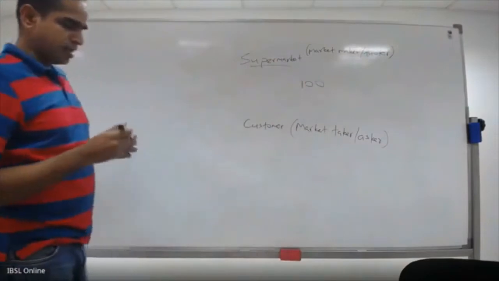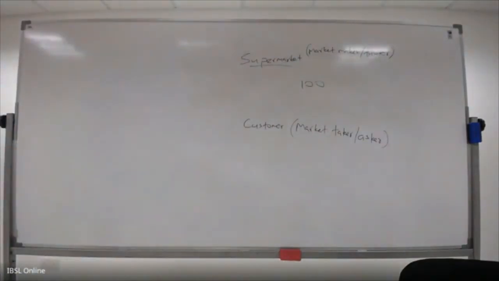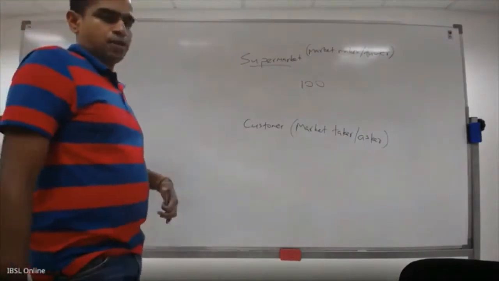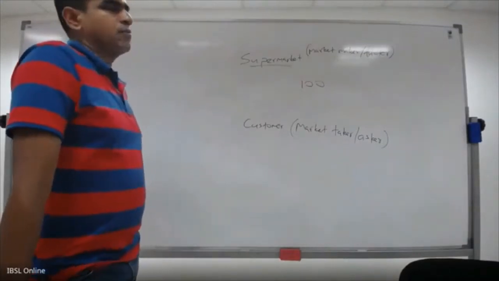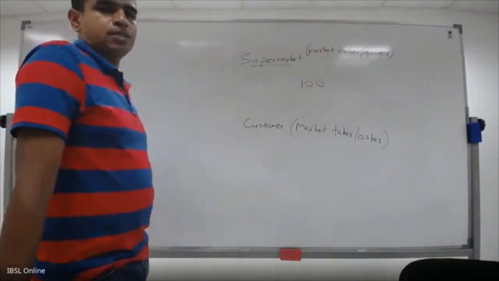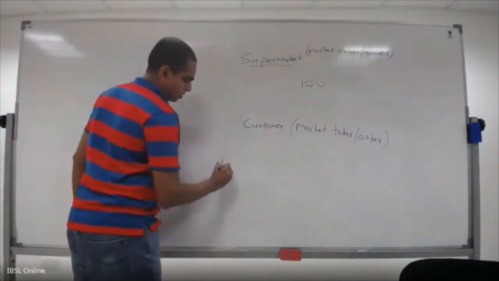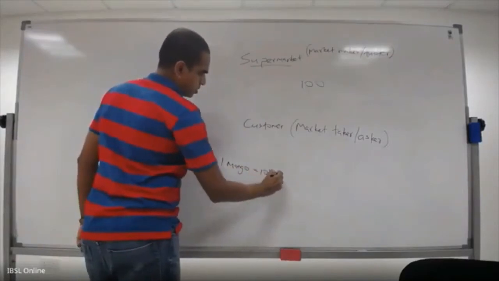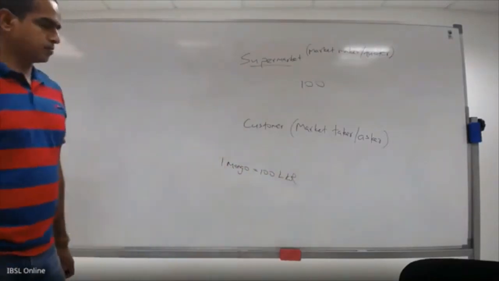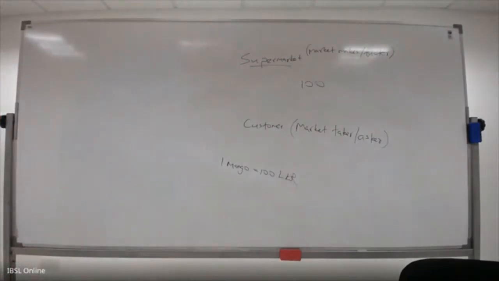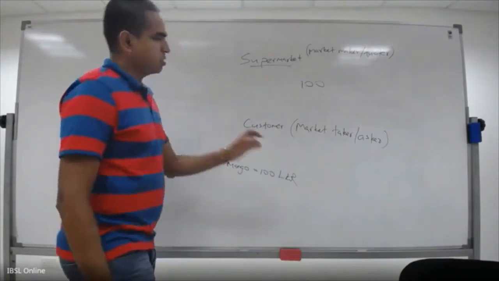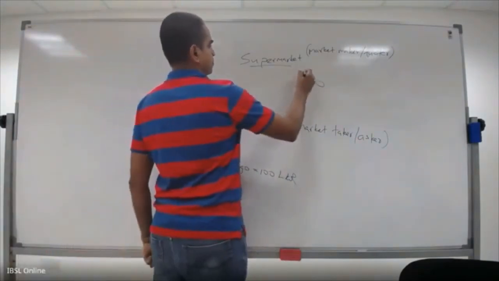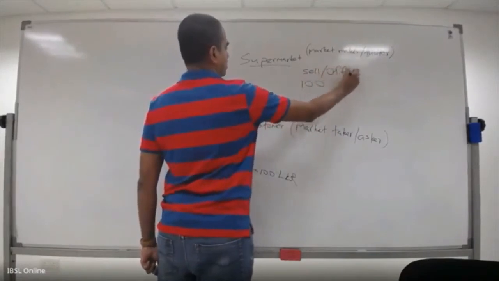If this customer wants to buy a mango from the supermarket, they will have to buy at a price of 100. Right? That is the price at which the supermarket is willing to sell mangoes to the customer. Right now, in this case, one mango is 100 rupees. The supermarket is willing to sell the base currency at a price of 100. They're willing to offer the base currency at a price of 100.